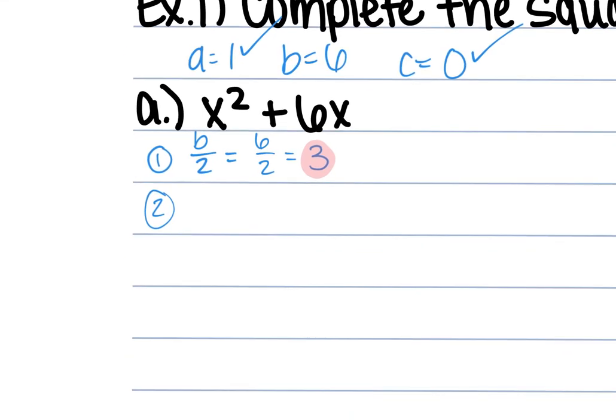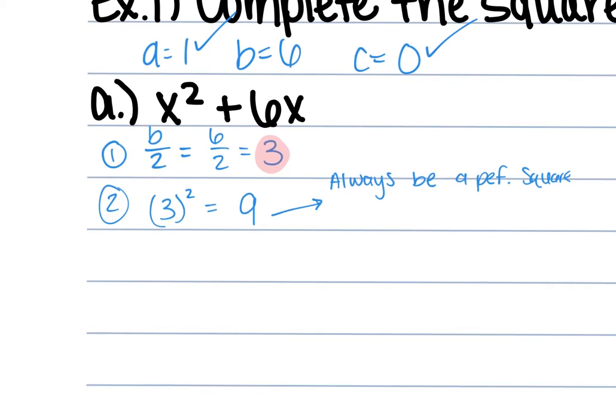Diego? You square it. So we take 3 and we square it. When we square 3, what do we get? 9. Two things to notice about this 9. This number will always be two things. It'll always be a perfect square. What else will it always be? A number. Yes, it will always be a number. Any ideas? Positive. Okay? It will always be a perfect square and it'll always be positive.